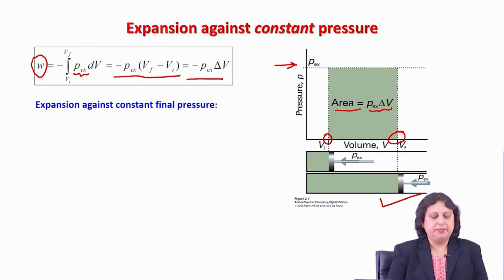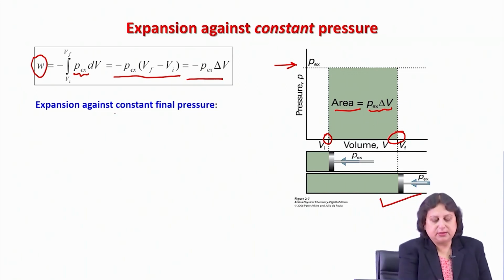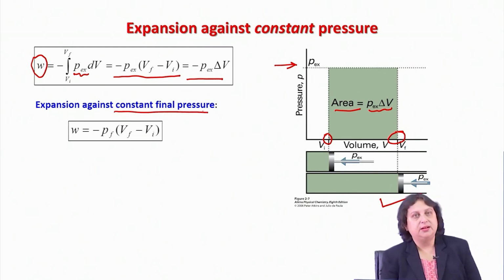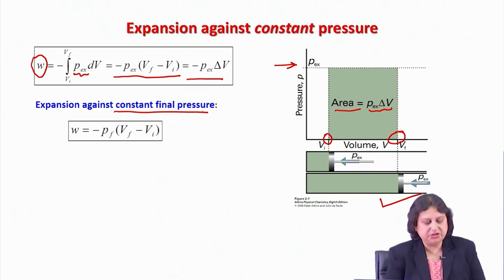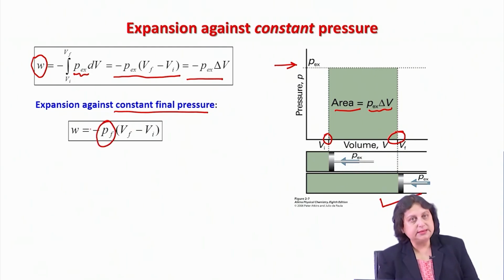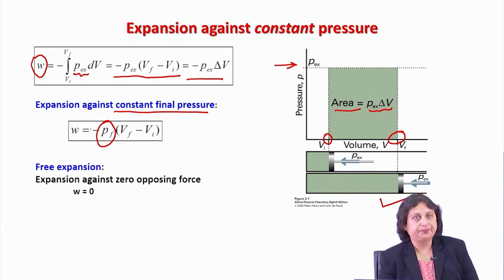Now, if I am expanding against a constant final pressure, in that case, I can replace this P external by the final pressure, which I designate as P final. Once again, I will be able to estimate the amount of work done in a process like this if I know the final constant pressure, and the initial volume and the final volume.